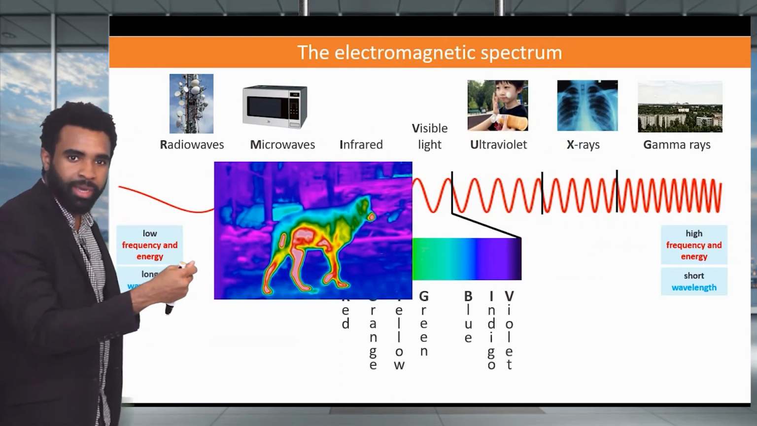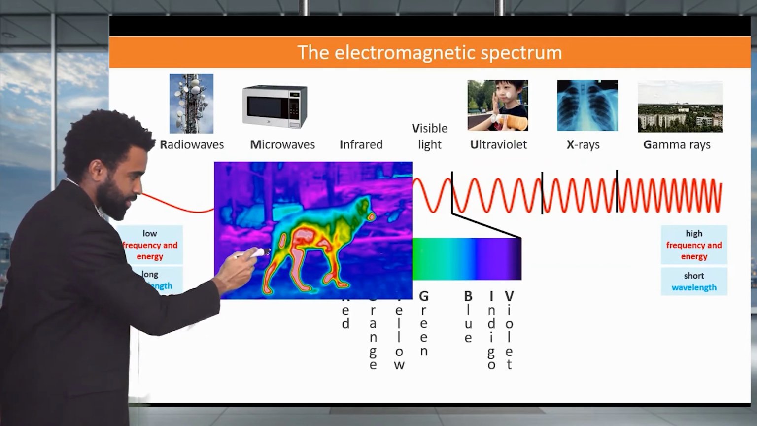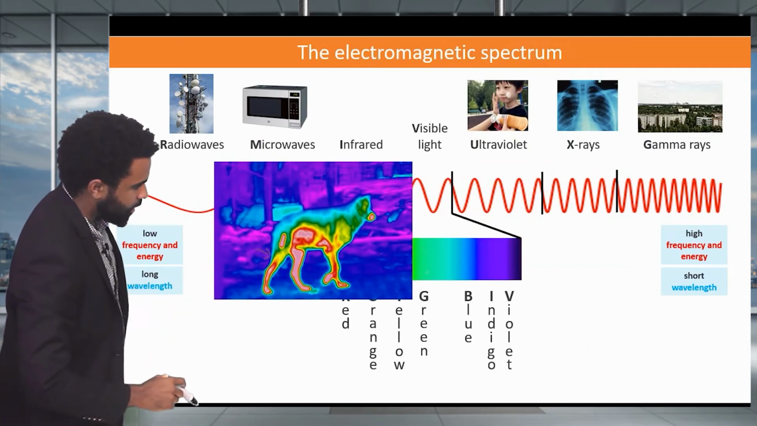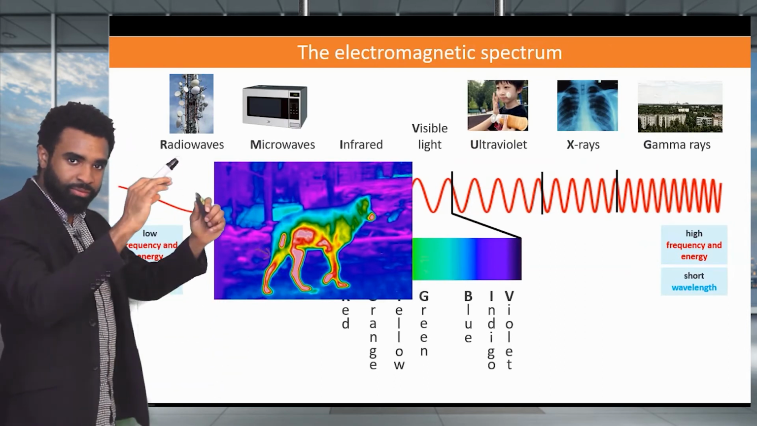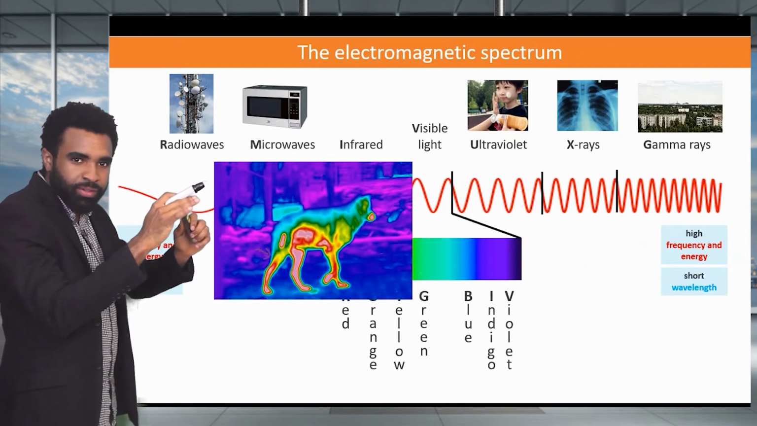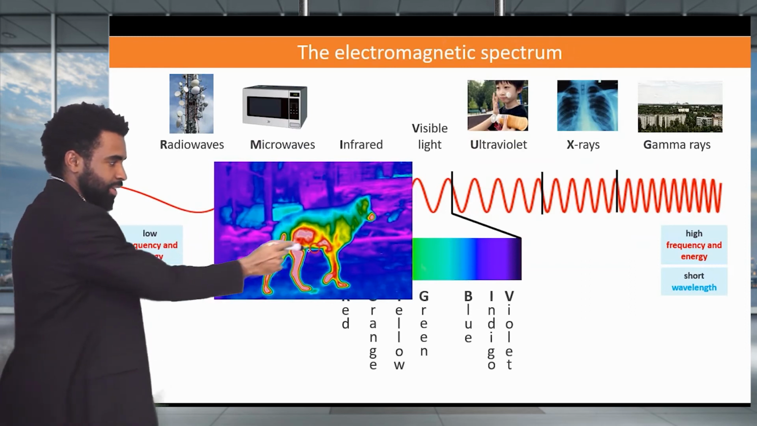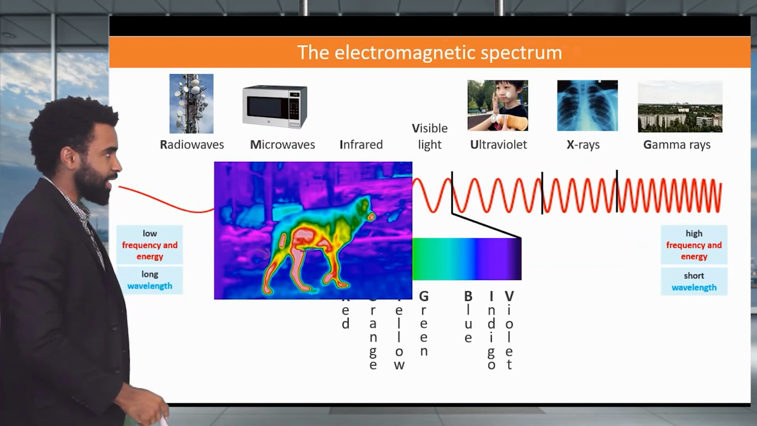Infrared is released by warm bodies like this fox, or I don't know what that is. Is that a dog or a wolf? And we can visualize it with night vision goggles. So any sufficiently warm body will release significant amounts of infrared light.